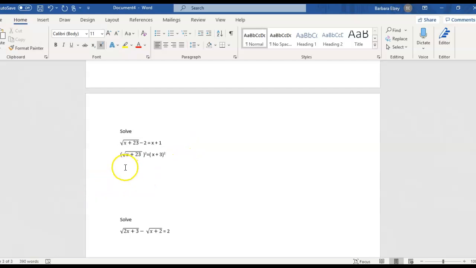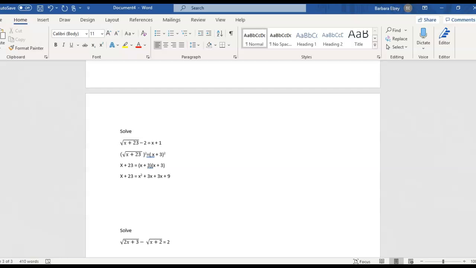All right, so on the left, the square root and the square cancel one another out. We get x plus 23. On the right, let's remember that x plus 3 squared really means this. So let's go ahead and FOIL out that right side. X times x will give us x squared. X times 3 will be 3x. 3 times x will be 3x. And 3 times 3 will be 9.